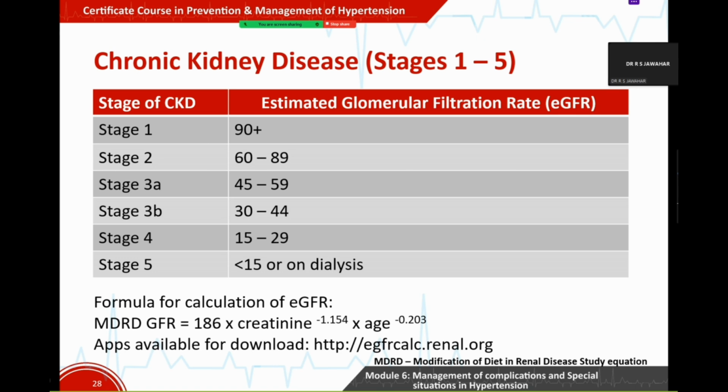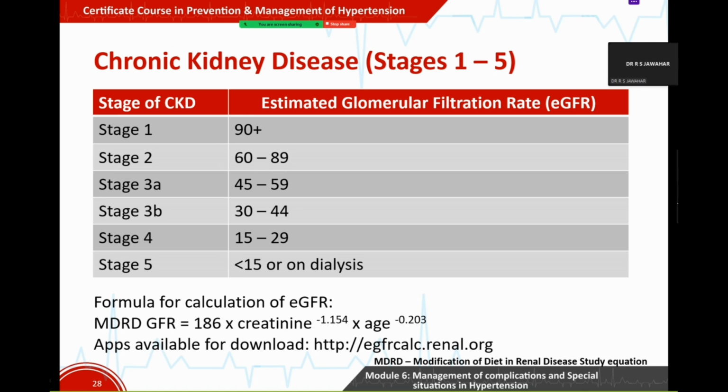Stage 1, 2, 3, 4, 5, and 3 is again divided into A and B. So stage 1, 90 plus. Stage 2, 60 to 90. Stage 3, 30 to 60. Stage 4, 15 to 30. And stage 5, less than 15, that is dialysis. So stage 3 is again divided into A and B. Here 45 to 60 is 3A, and then 30 to 45 is 3B.